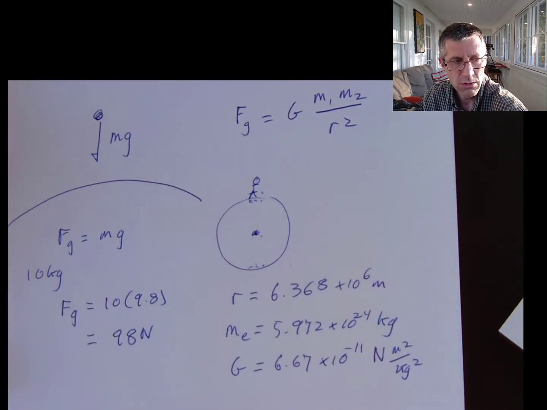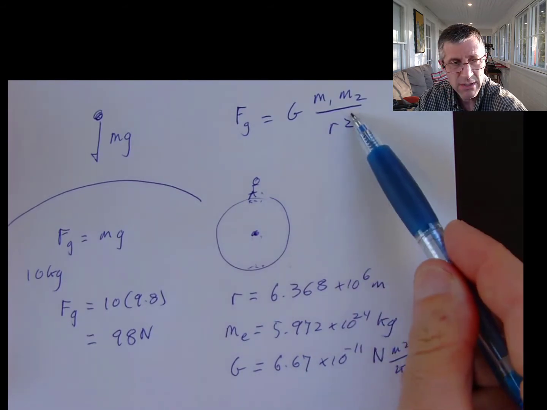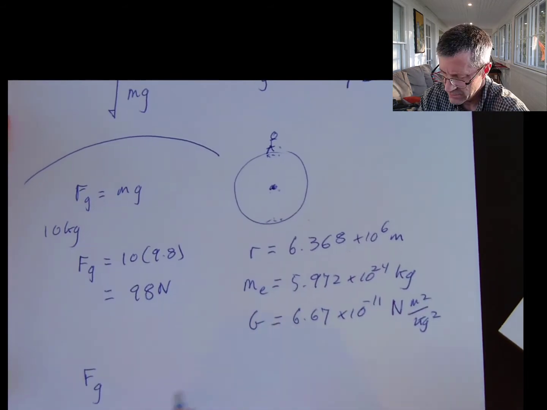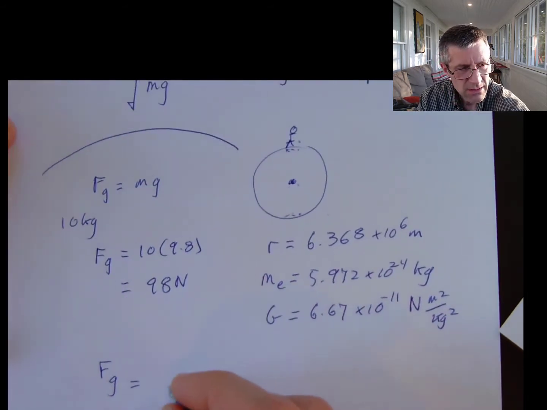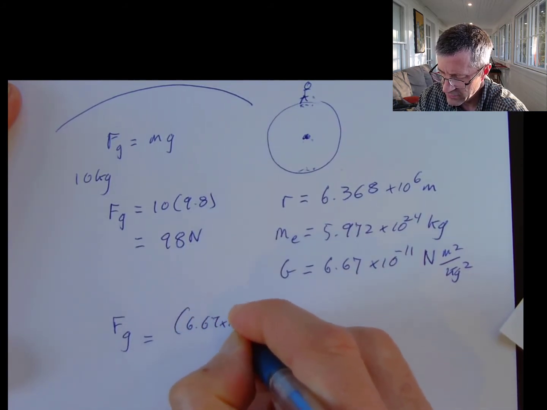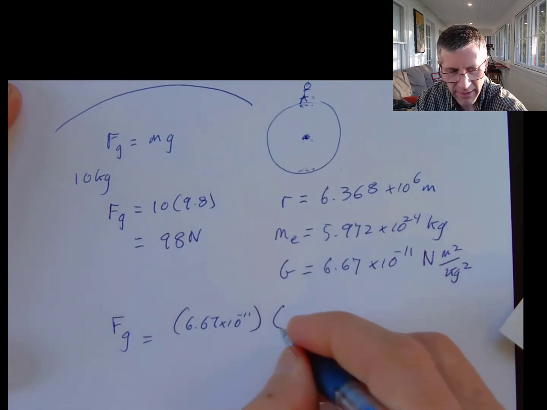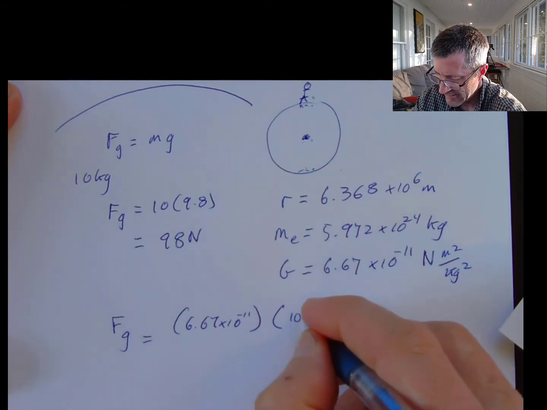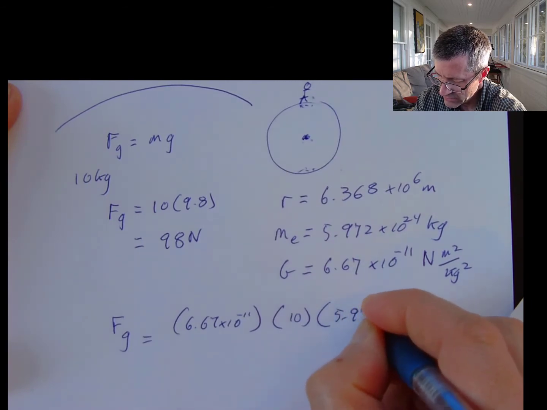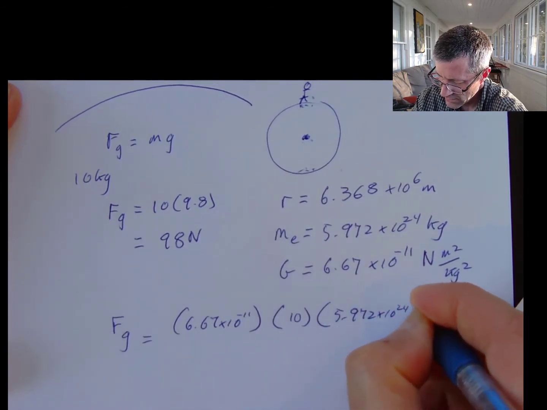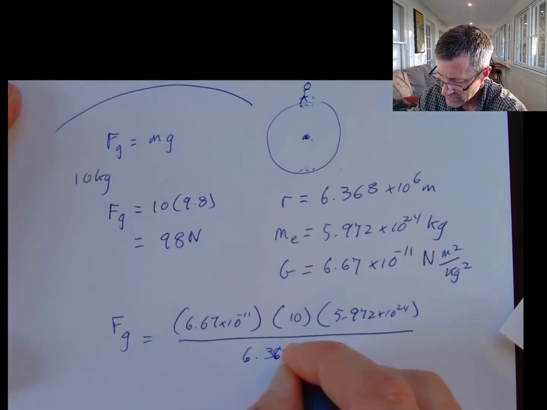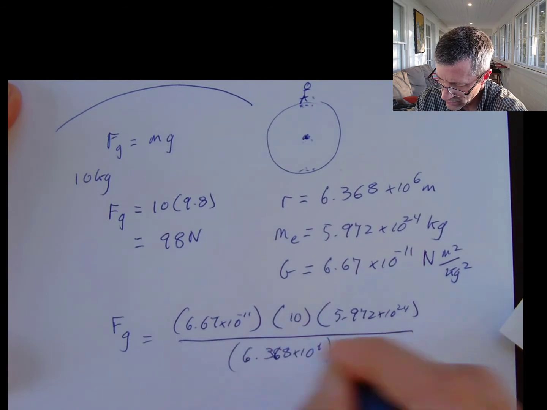Well, let's do a little bit of math, right? So I'm going to take these things and plug them in and see what we get. So my force of gravity is going to be G, 6.67 times 10 to the minus 11, times my mass here, 10, times the mass of the Earth, which is 5.972 times 10 to the 24. I'm going to divide this by 6.368 times 10 to the 6th, and I'm going to square that.